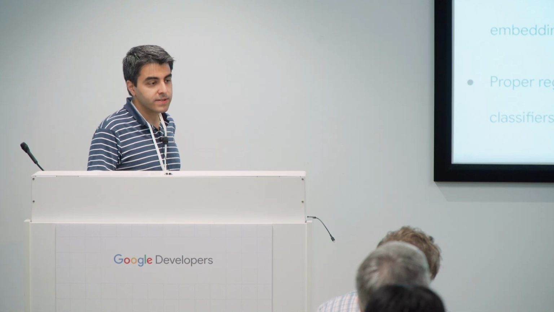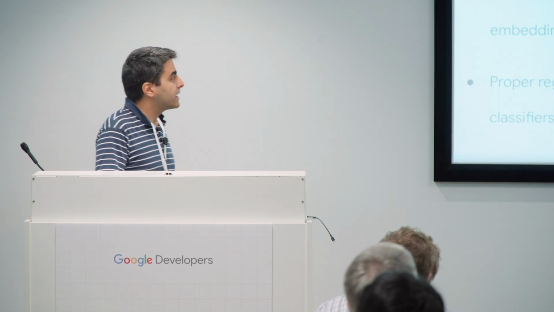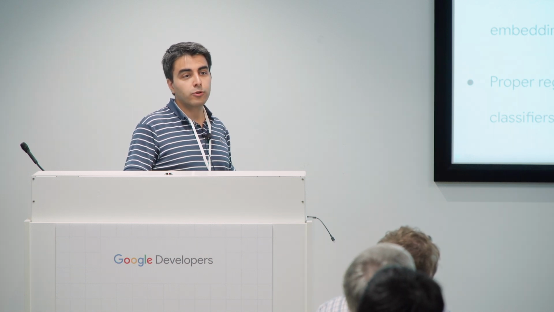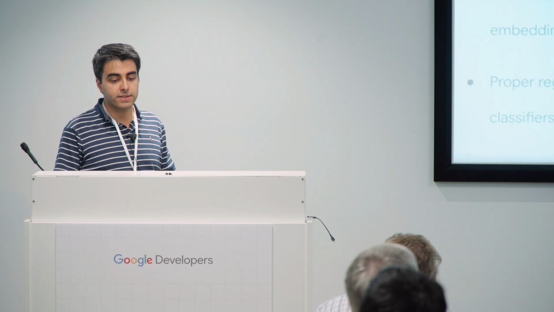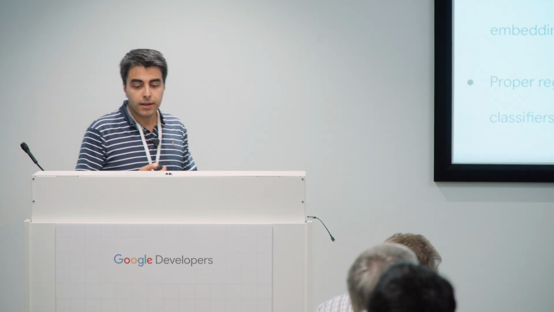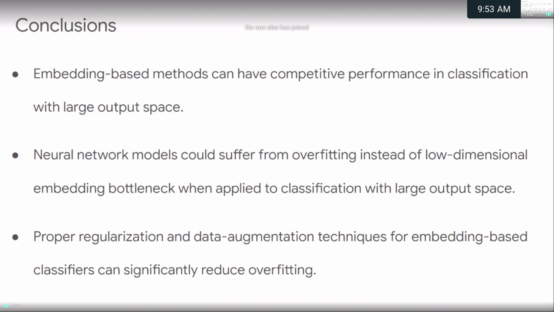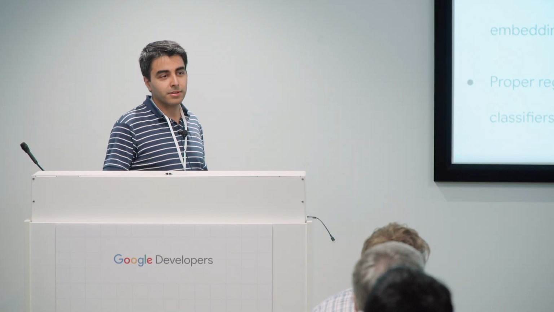Okay, so just to conclude, 3 takeaway messages. One is that embedding-based methods can have competitive performance compared to other approaches, like tree-based methods or these sparse methods for large output space. The other takeaway message is that neural networks can suffer from overfitting, so having a good regularization technique, tailored specifically for your classification problem, is going to help a lot. And the third is that data augmentation and regularization techniques always help us reduce the overfitting problem. Thank you so much for it.